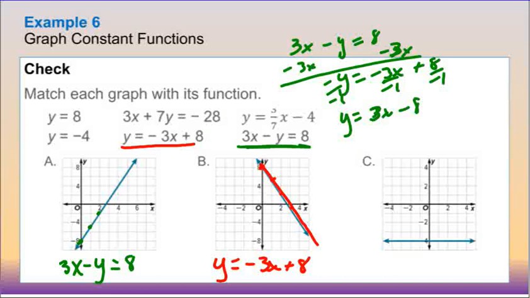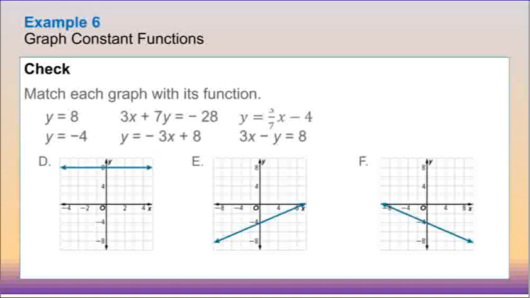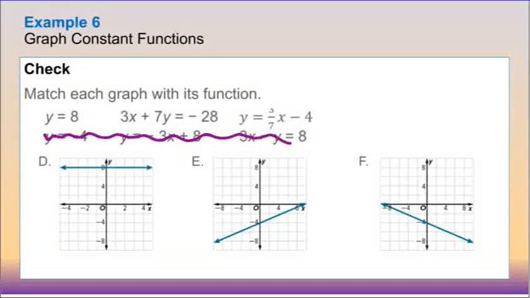And the letter C, this is a horizontal line. It crosses the y-axis at -4, which would mean this one. So y would equal -4. Now we already used these bottom ones, so we know those are our choices here. Here it says it crosses the y-axis at 8, so this one has to be y equals 8. This one it crosses at -4. And this one also crosses at -4. So one's a positive slope, one's a negative slope.